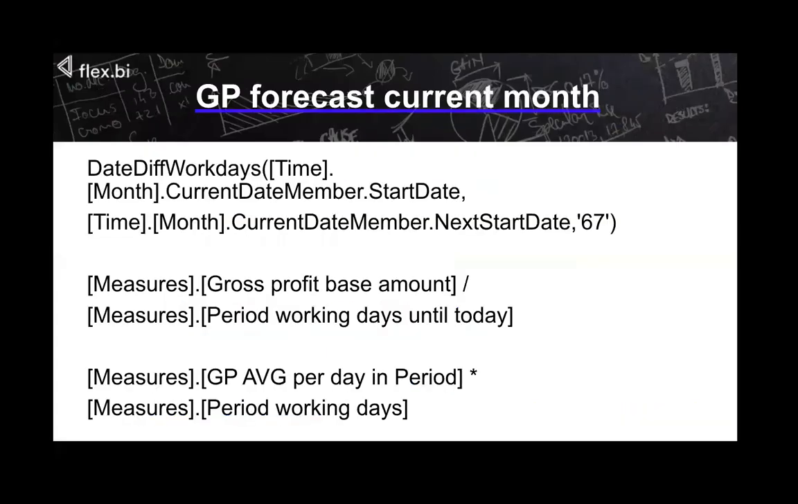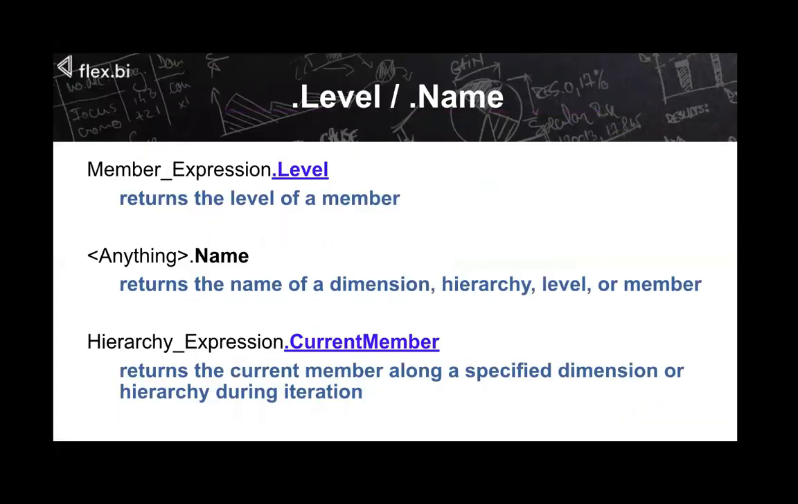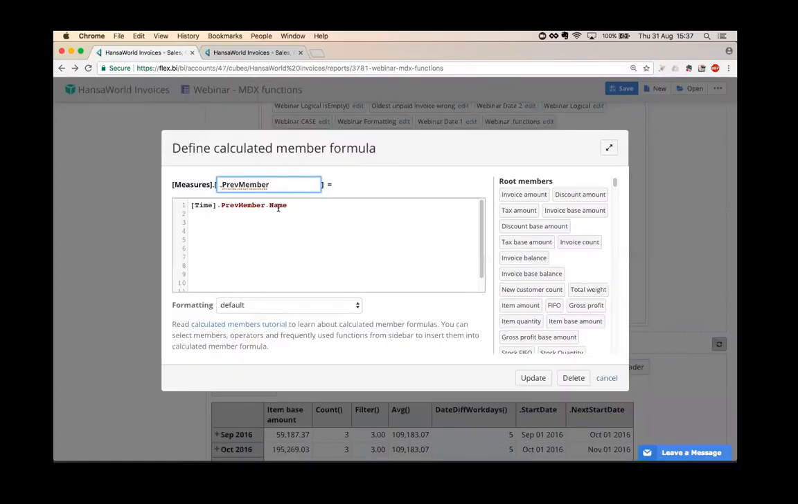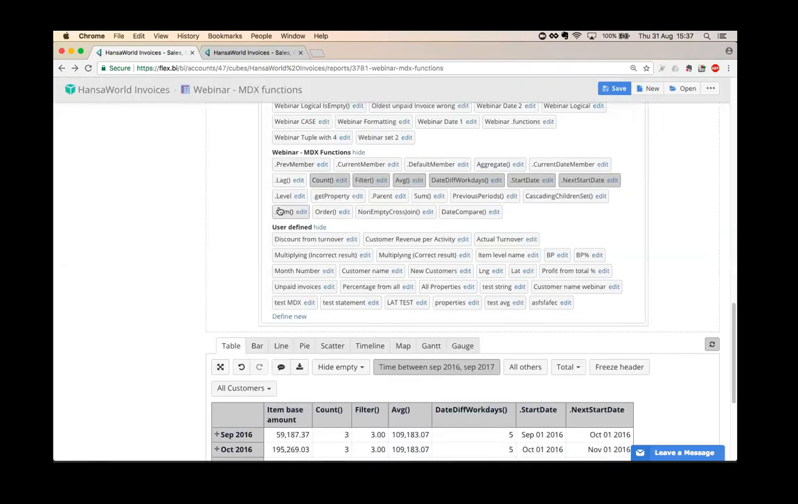So this is the GP forecast. One of the functions I've already shown you is name, and I've used it a couple of times to illustrate the name of the members. This is one of the ways I use the name function: to debug, to see what I get as a return when I'm writing MDX.